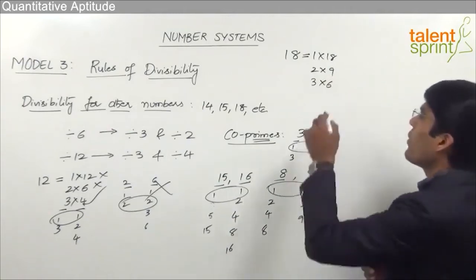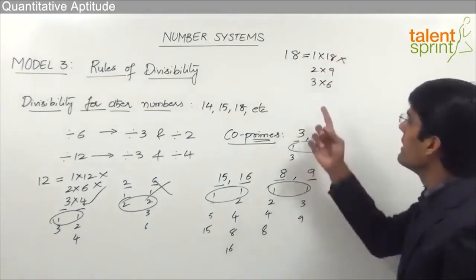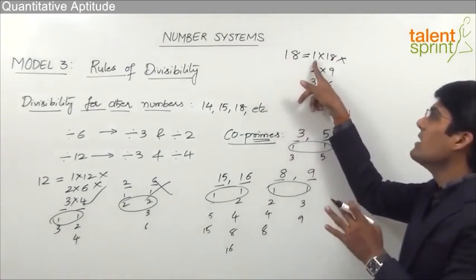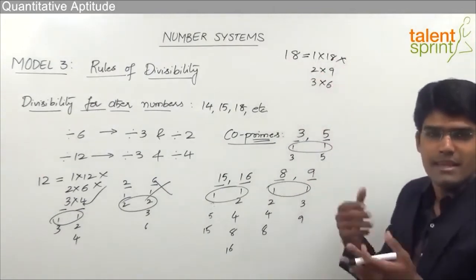Now as discussed earlier, 1 into 18 has to be ruled out. Why? Because if we take 1 and 18, the divisibility for 18 would be that the number has to be divisible by 1 and divisible by 18. That doesn't make any sense.